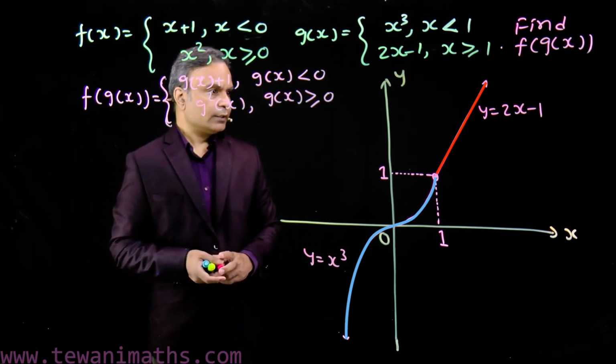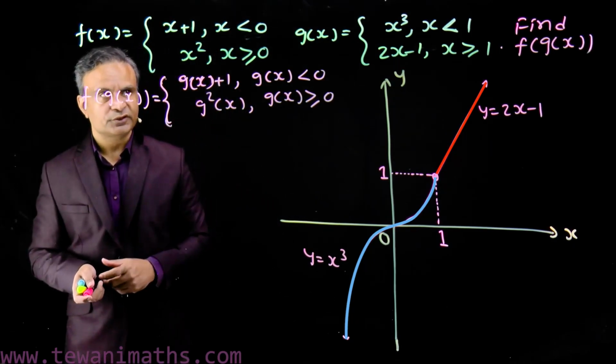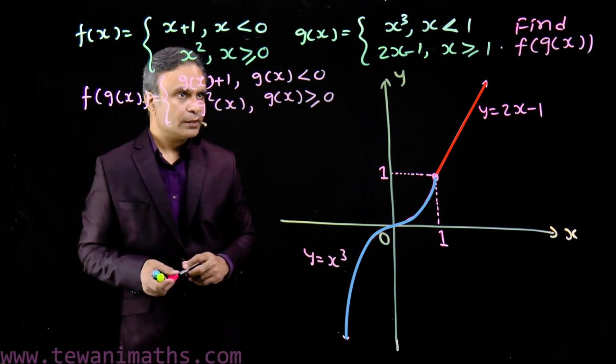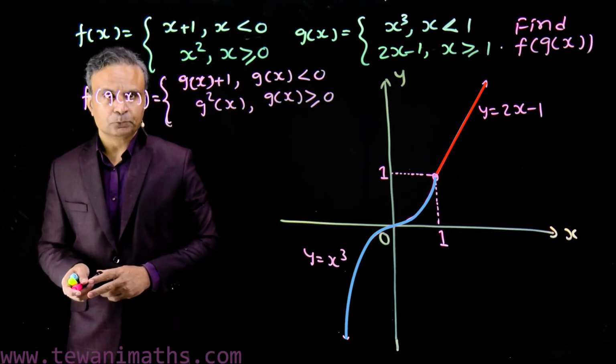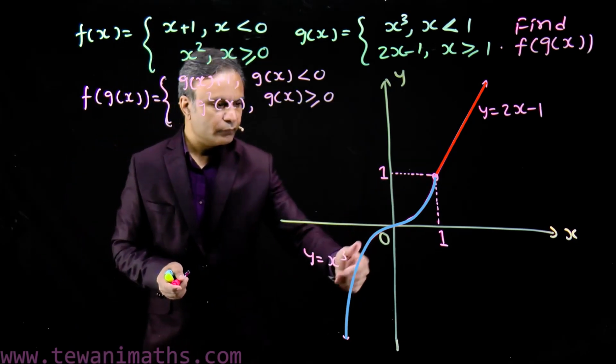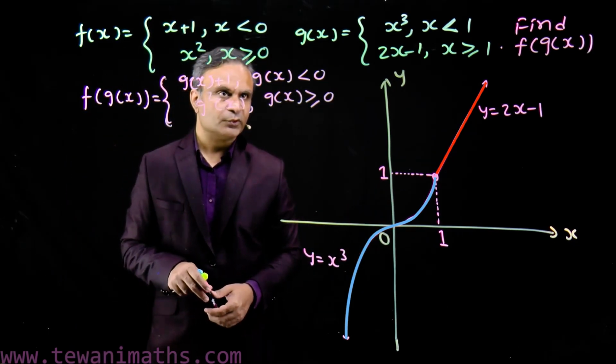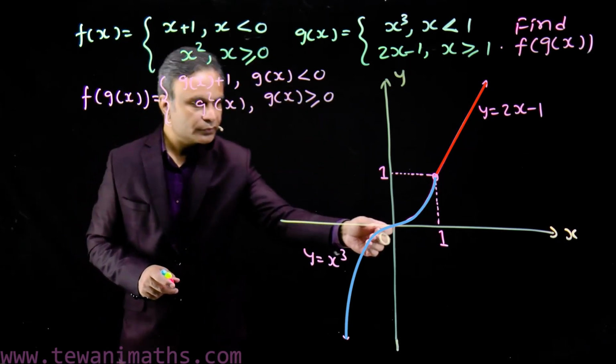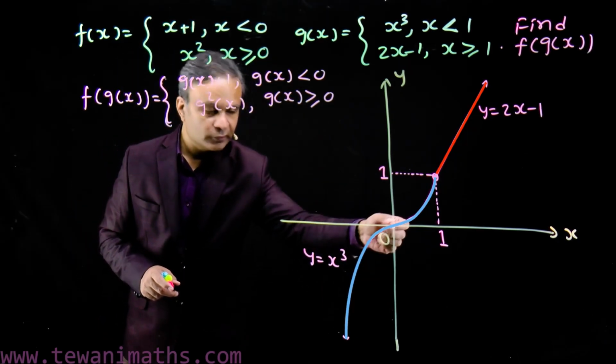Okay, now we have function f of g(x). It is g(x) plus 1 if g(x) is less than 0. Now when g(x) is negative, g(x) is negative for x less than 0. Okay, so here we replace g(x) with x cube. This is y is equal to x cube.